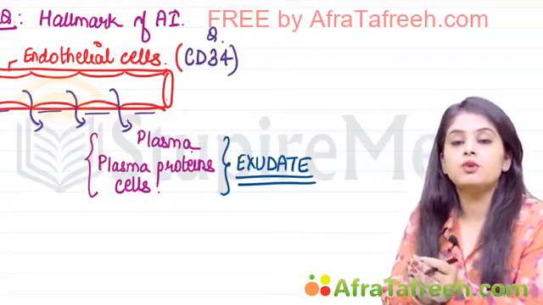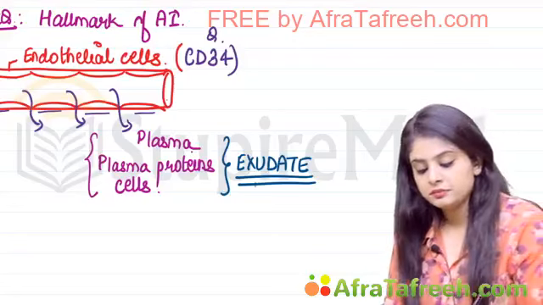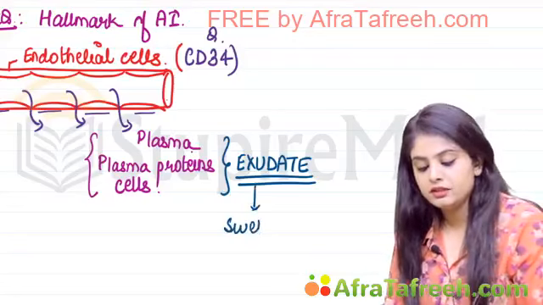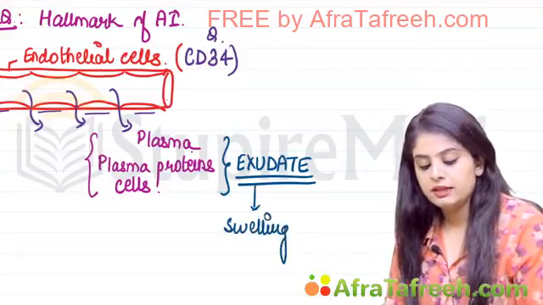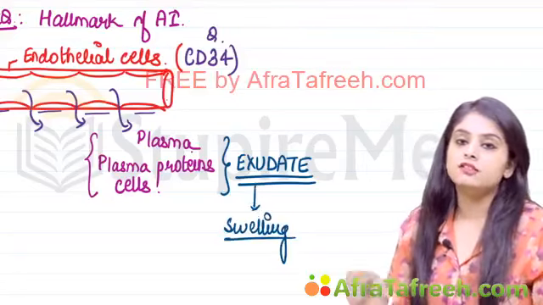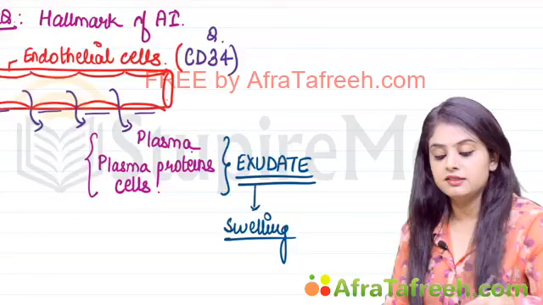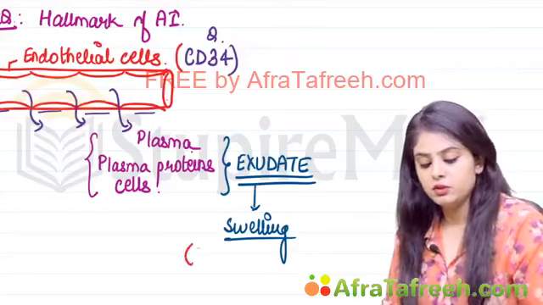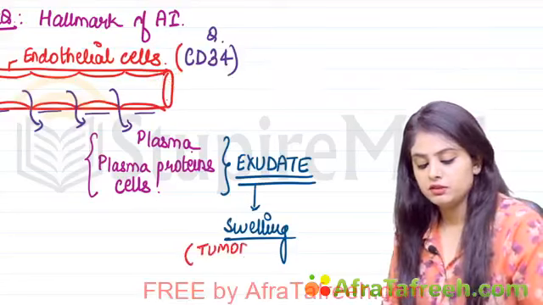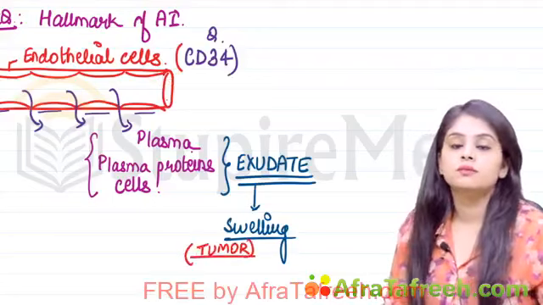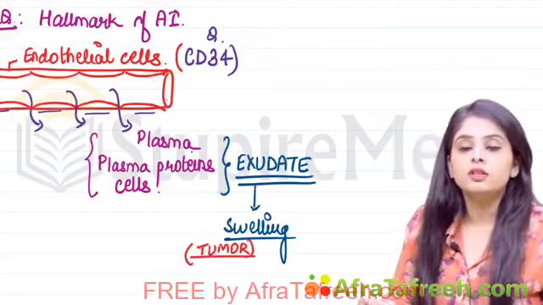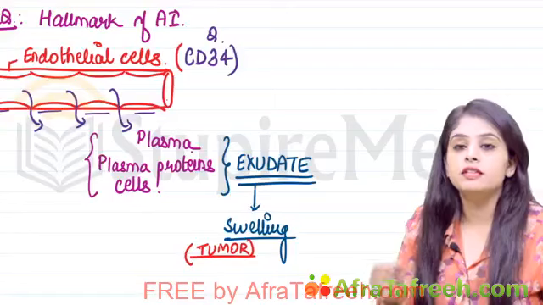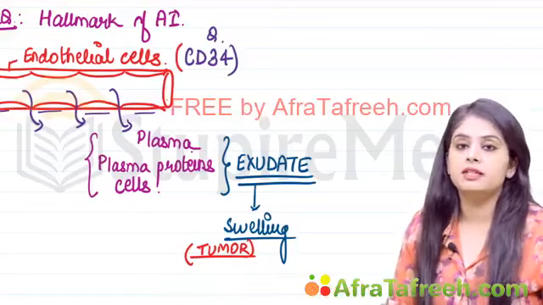An accumulation, or you can say a swelling. So there is going to be a swelling. Again recall, swelling was which cardinal sign? It was tumor. So you've now done the reason for tumor or swelling. That is because of increased vascular permeability.